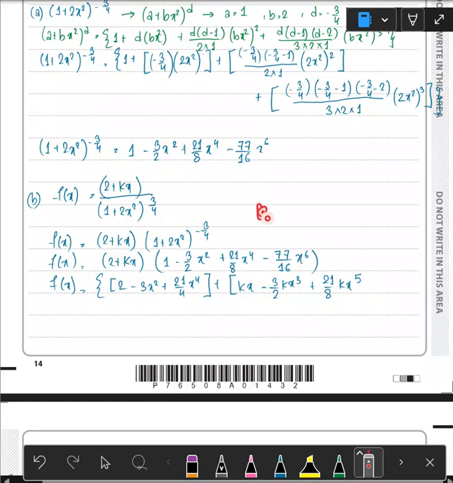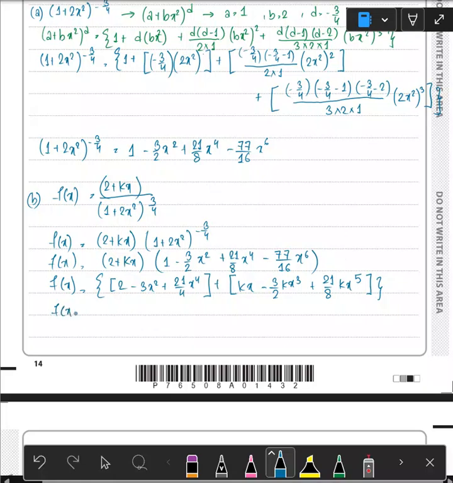Okay, so kx multiplied by, let me just write it here. So this is kx multiplied by 21 by 8 x to the power 4. So here this will be 21 by 8k x to the power 4 plus 1, which is 5. And if it was like this, x to the power 4 multiplied by 2, then the powers will get multiplied. So don't mix it up. So this is x to the power 5.